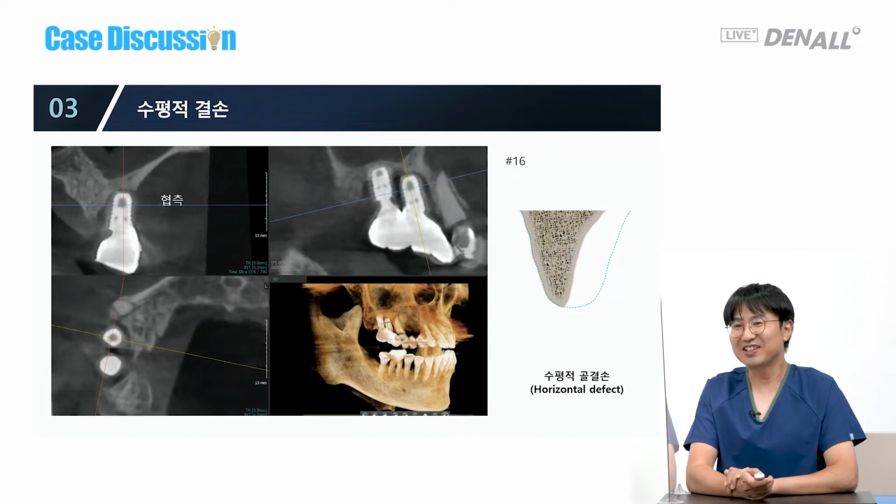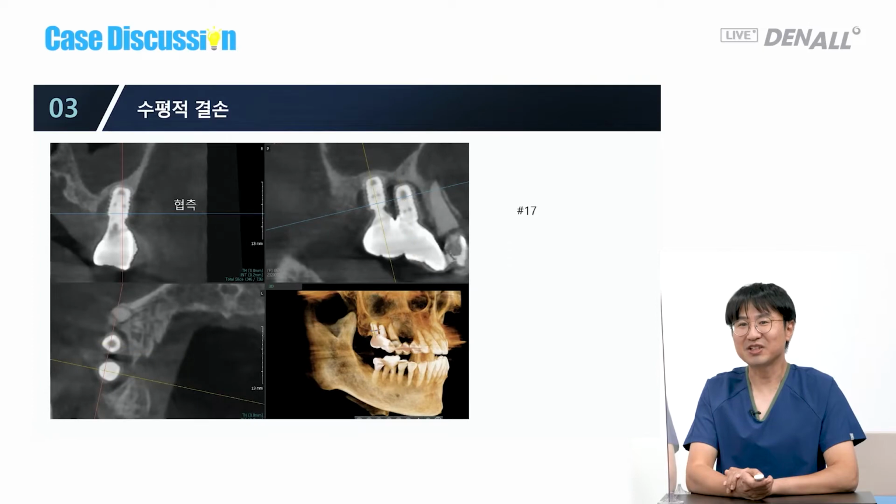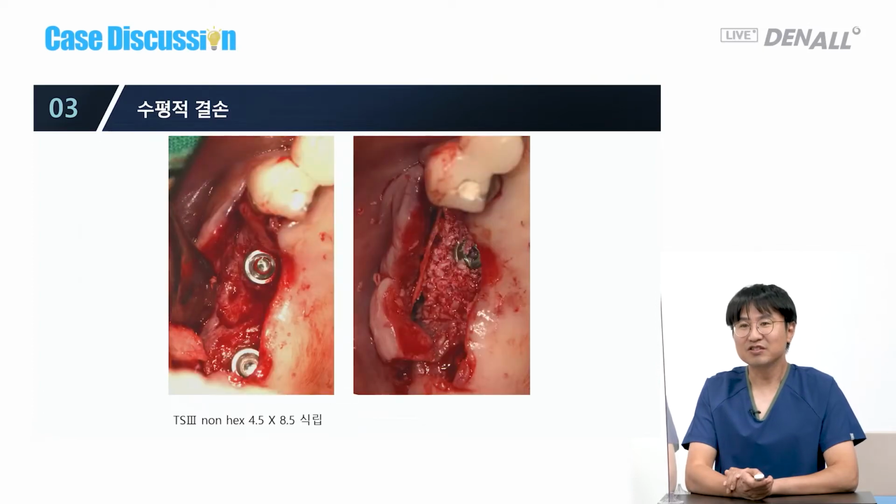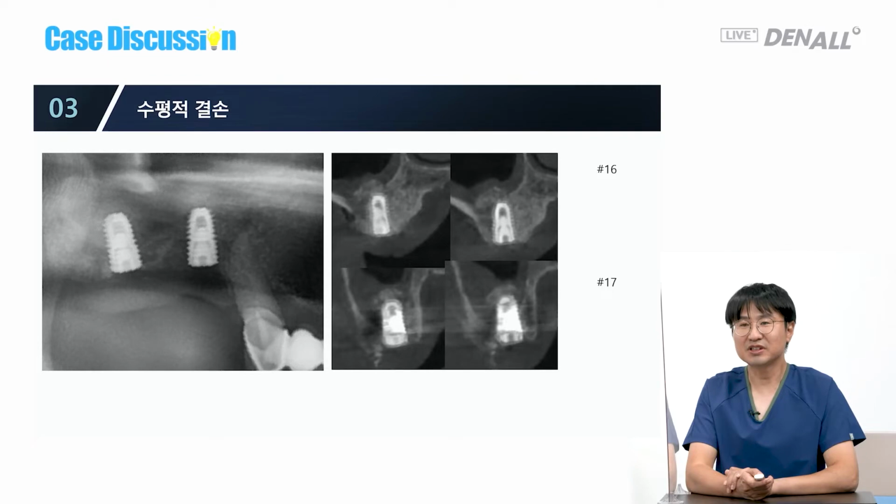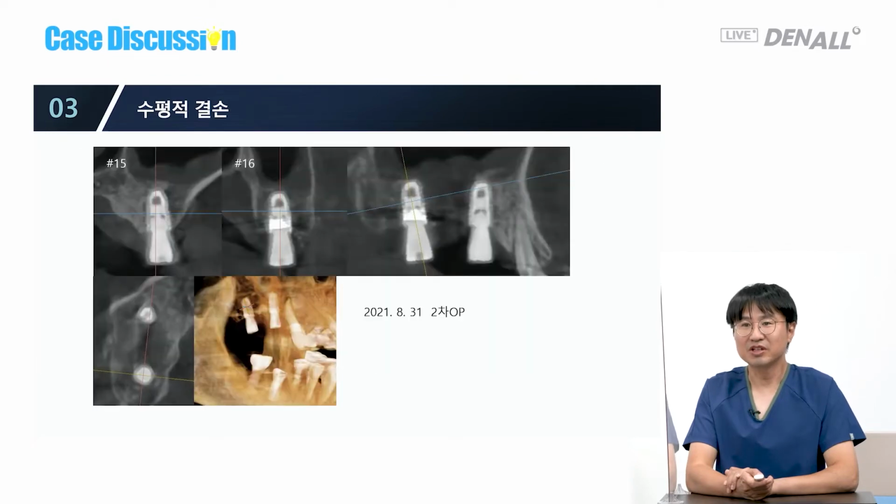So the difficulty of the case is considerably lowered than initially thought. And an implant is placed along the remaining palatal bone and bone graft in the empty space. After the bone graft, this is how the surgery was finished. And recently I did the second operation. At the time I opened it and checked. It was not a very hard bone, but something looking like bone was formed. For the patient, a final prosthesis will be delivered soon.